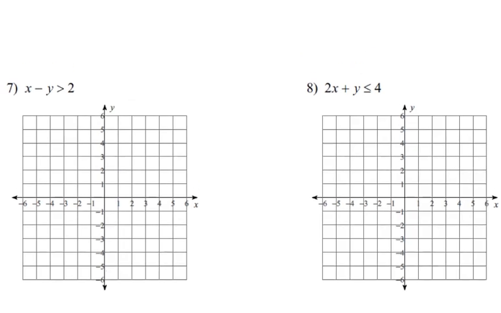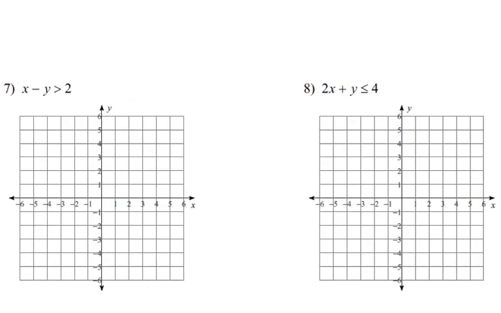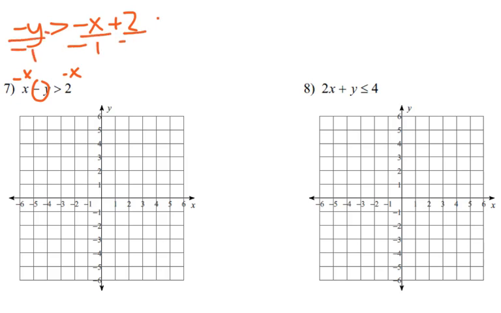Now we've got some in a different format, right? But we can still deal with these. Remember, all we have to do is rearrange it. So I can subtract an x from both sides. So I'd have negative y is greater than negative x plus 2. Now we've got to remember, because we're going to have to divide by a negative number here, when we divide by a negative, that becomes positive y, and the inequality has to change direction.